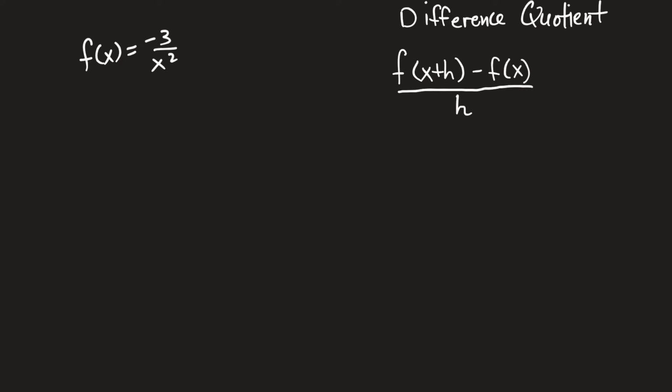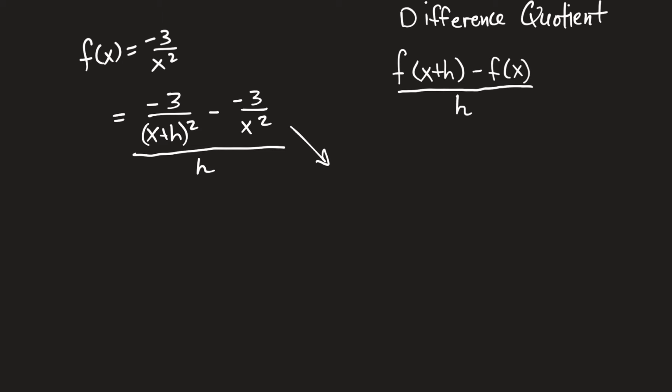So just writing that out, that will be negative 3 over, instead of x squared, it'll be (x plus h) squared, minus f of x, which is negative 3 over x squared, and all of that is divided by h. Now, I'm going to just focus on the numerator right now, and I'm just going to subtract them, and I'll come back to this other part.